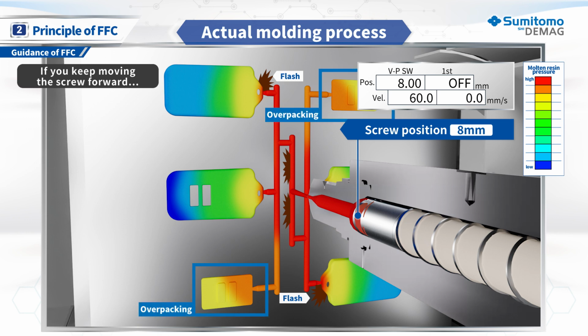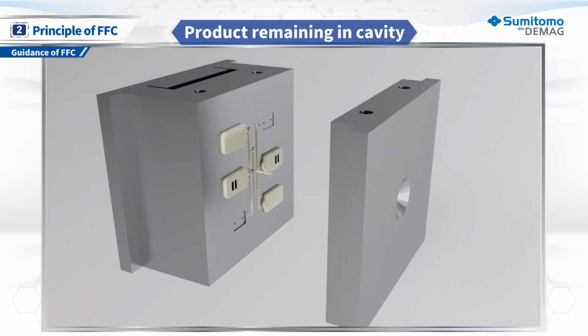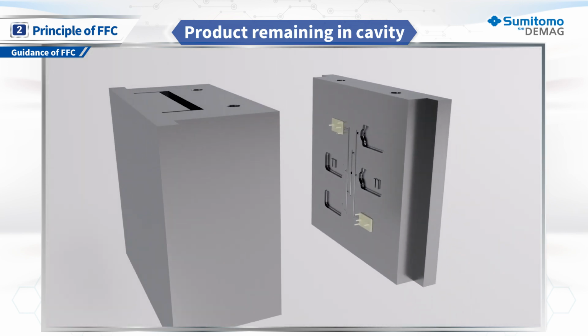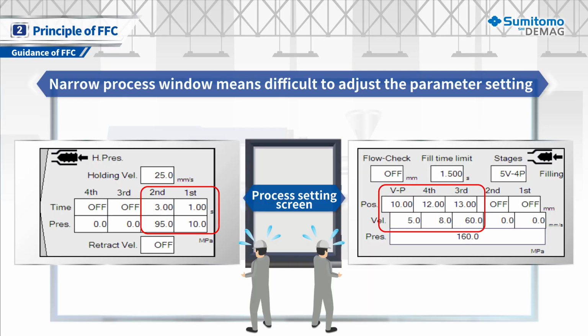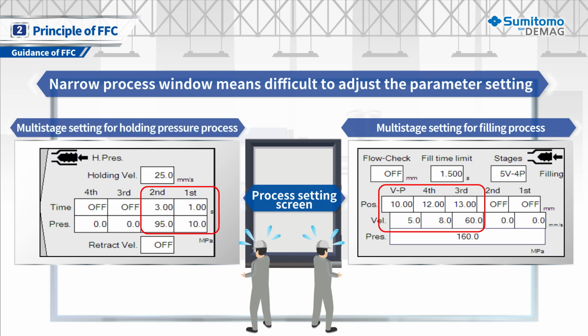In addition, since the fully filled cavities are also further filled, a flash may appear or the cavities may be overpacked, and then the product may remain in the cavity. As a common solution to these situations, the speed and holding pressure parameters can be set in multi-stage, but knowledge and experience are required to set detailed parameters.